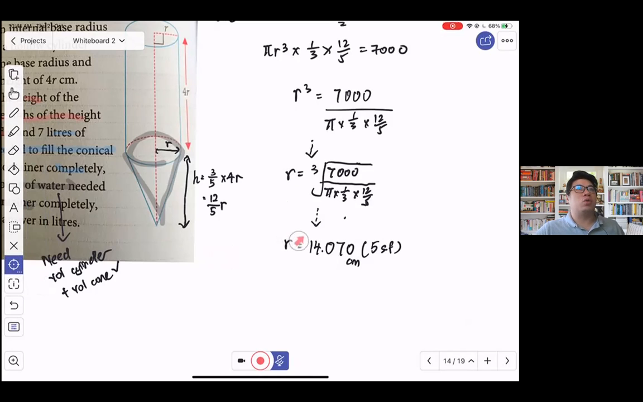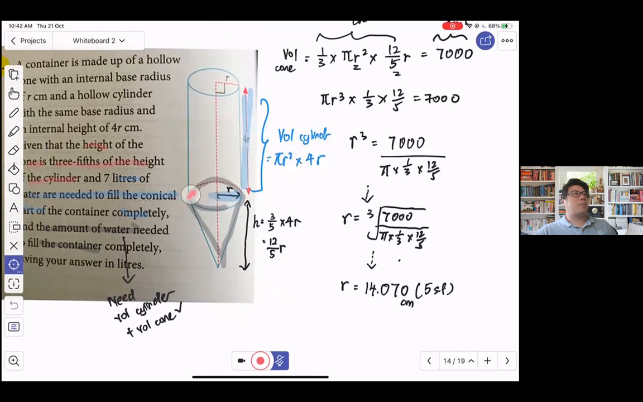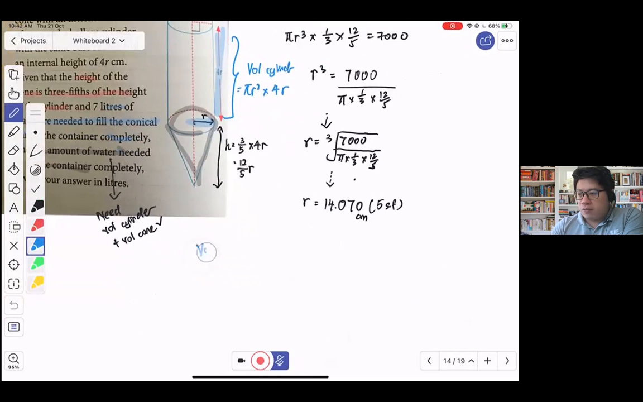With this r, what can you do? You realize how powerful this r is. It can deliver to you the volume of your cylinder, all right? So if you look at the cylinder here, the base radius is r, the height is 4r. The volume of the cylinder in terms of r is pi r squared multiplied by 4r, which is the height now. Pi r squared times height. Pi r squared times 4r. So using this, work out the volume of the cylinder.